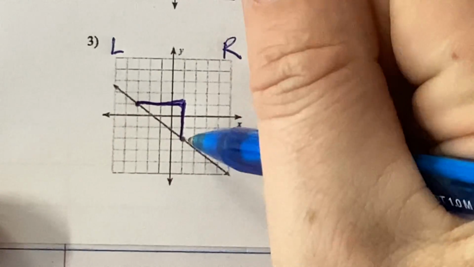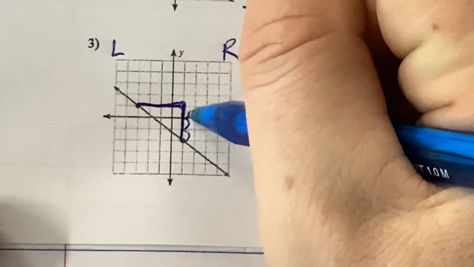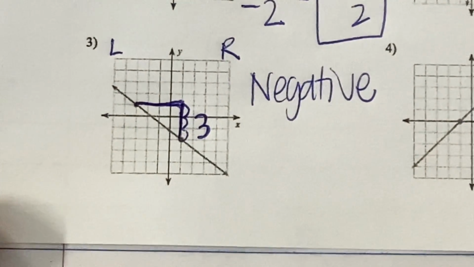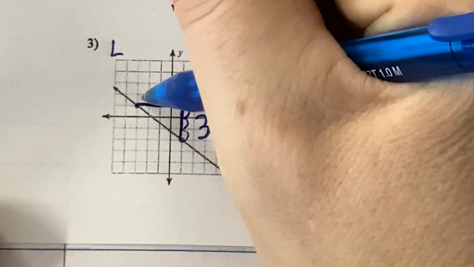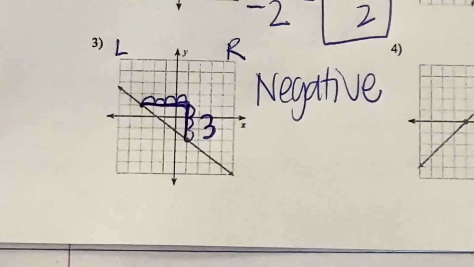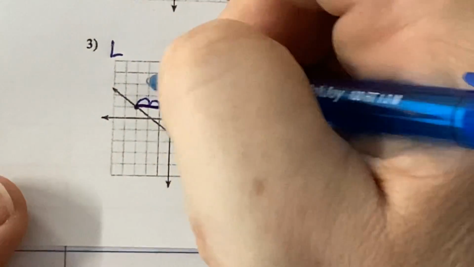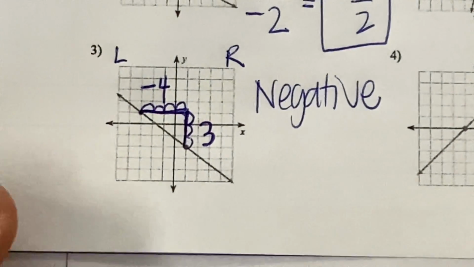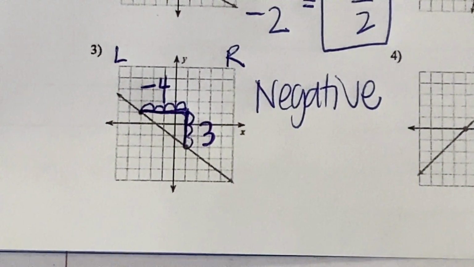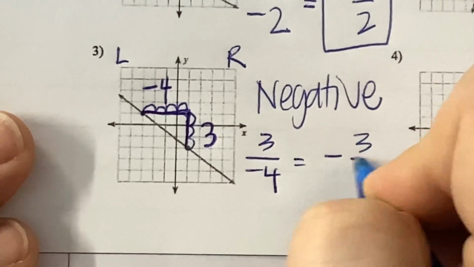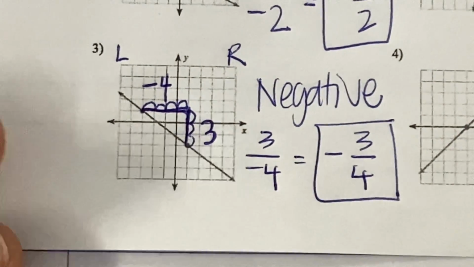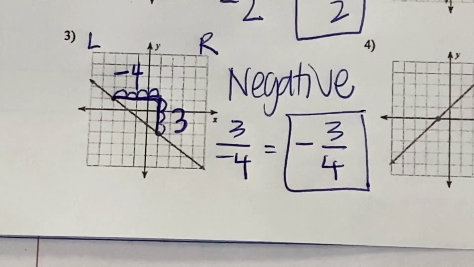How many streets did I go up? I went up 3. Then I turn the corner and I go, how many? 4, but I went backwards, so what kind of 4? Negative 4. And my slope is 3 over negative 4. The calculator simplifies for you. It's the best trick out there.